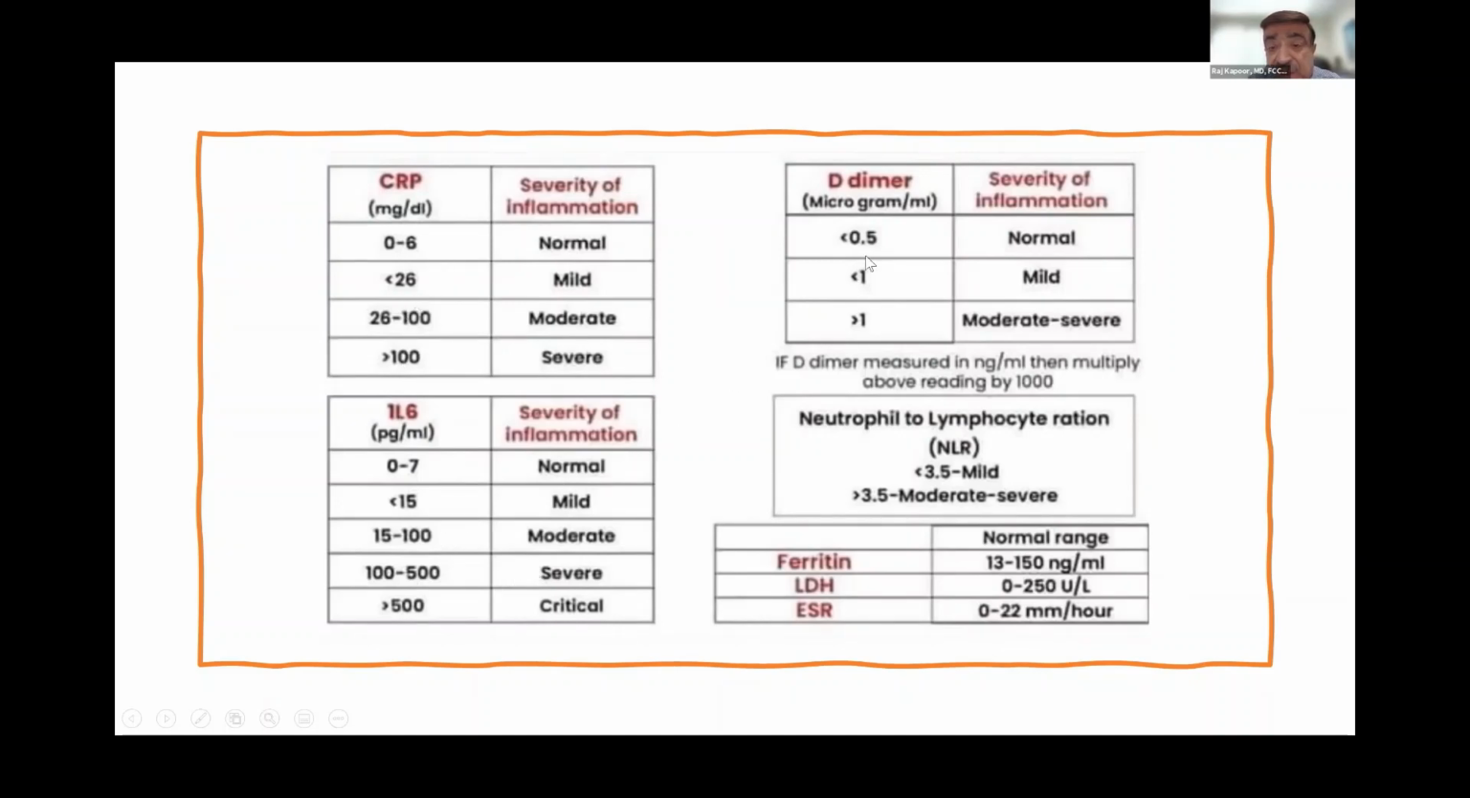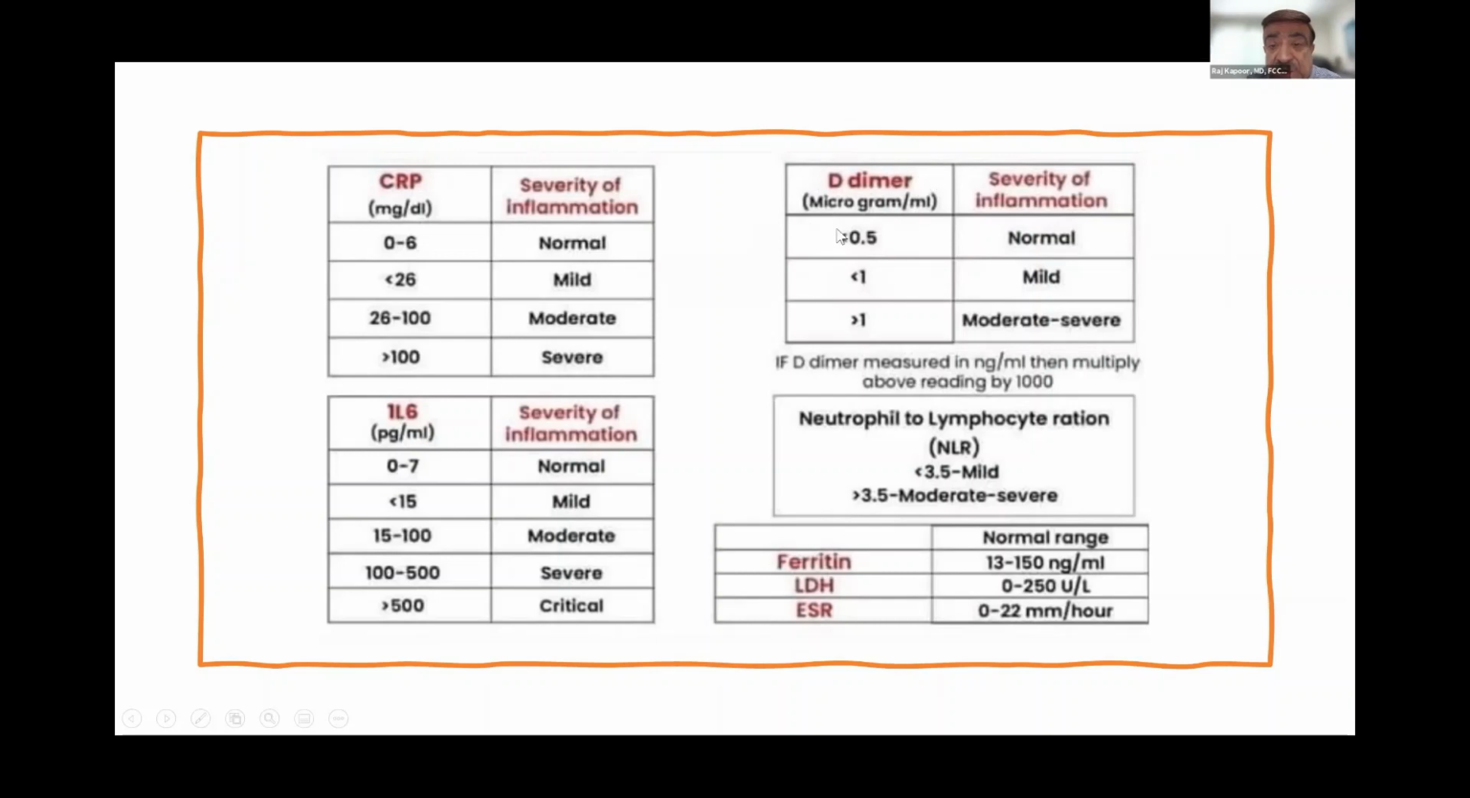The D dimer is usually less than 0.5. However, when it is more than twice the normal value, or it is more than 1, that's when you have thrombosis. That's when you have microthrombosis, and that's what requires anticoagulation. This is extremely important. And D dimer persistence, even after COVID-19 is gone, means that there will be increased pulmonary fibrosis, and there will be long COVID.